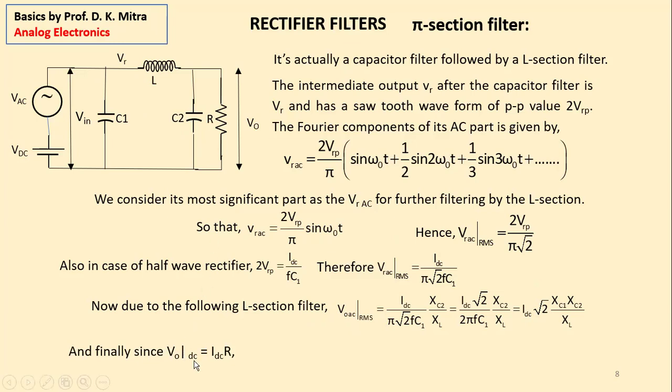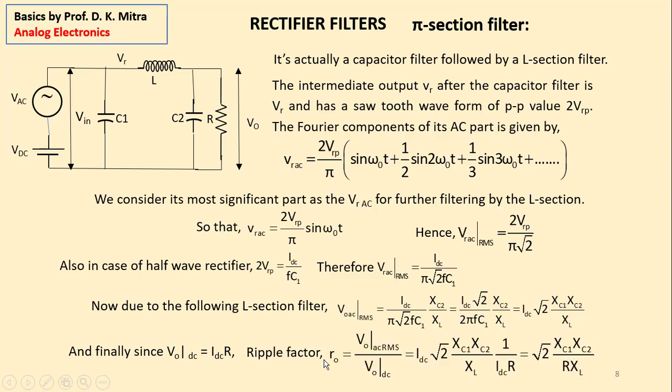And what is the output DC? Output DC is IDC, the current DC through the resistor, multiplied by this resistor. So we have IDC, we have the output DC voltage, we have the output AC voltage here. And their ratio is the ripple factor. If you divide this AC voltage by the DC voltage, you have 2 root 2 XC1, XC2 divided by R XL. This is the ripple factor of the pi section filter for the half-wave rectifier.